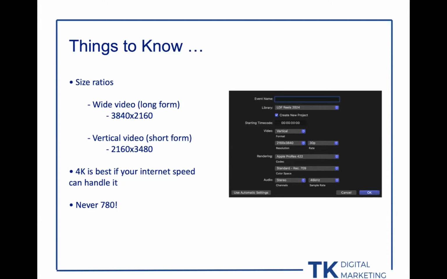I would always recommend shooting in 4K if your internet speed can handle it. It does take significantly longer to upload 4K videos than it does 1080p videos. So if your internet is horrible, you may not be able to do 4K, but most phones nowadays shoot 4K. Most cameras shoot 4K. So try to do 4K if you can. Never 720p. The resolution is just too low. 1080 is okay, but try to do 4K.